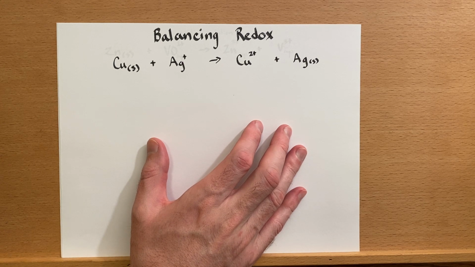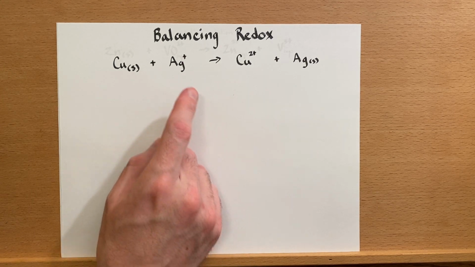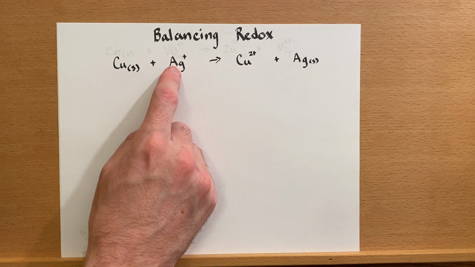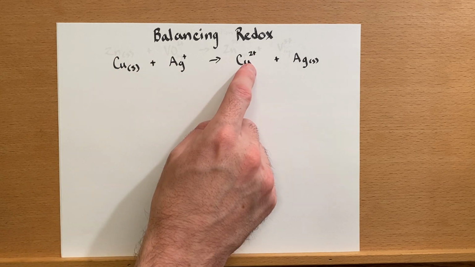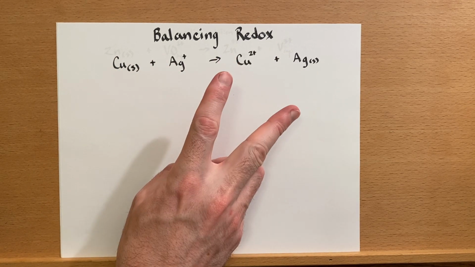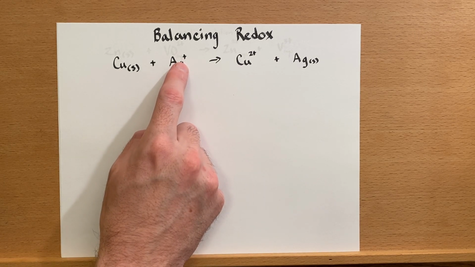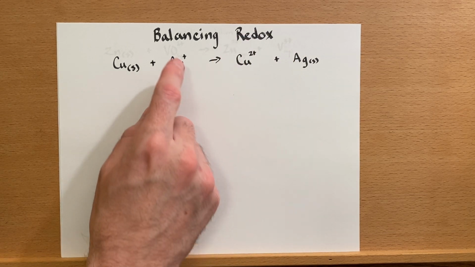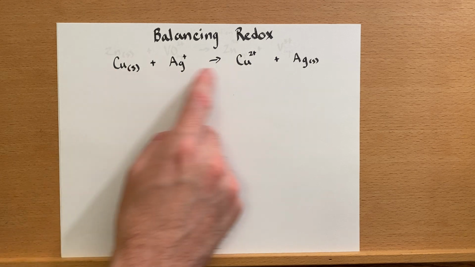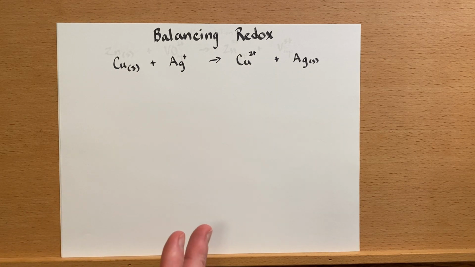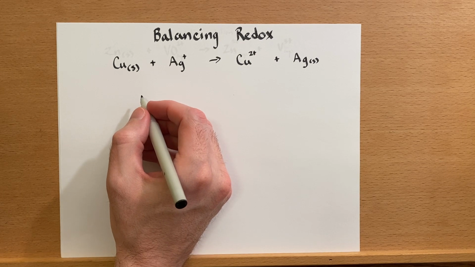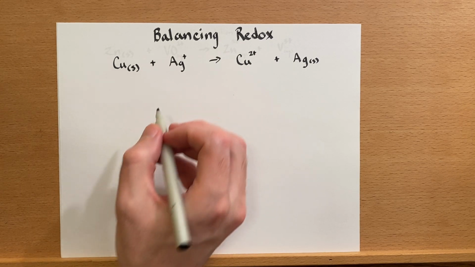In fact, you can probably do it just by looking at it and noticing that I need 2 silvers for every copper, because this is going from a copper 0 to copper plus 2. That's 2 electrons different. And this is going from a silver plus 1 down to silver 0. That's 1 electron different. So we're going to need 2 silvers for every copper. But let's go through a way to systematically balance a redox equation, because coming up we're going to need a little bit more help when things get more complicated.